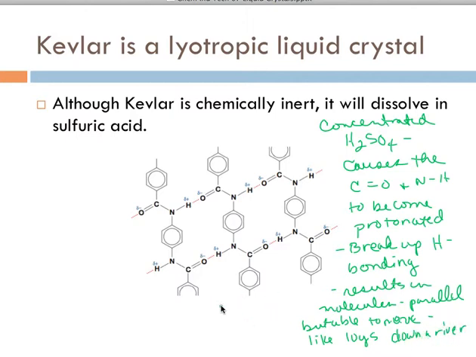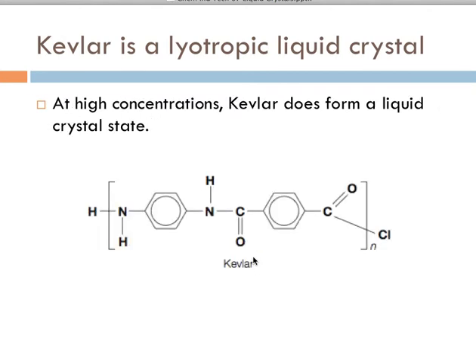Okay, and the fact that this Kevlar has these benzene groups, rod-like structures, has a polar end and an alkyl group end, gives us the features of the lyotropic molecule. So, at high concentrations, Kevlar does form a liquid crystal state. It doesn't have a real long alkyl group, but I guess these benzene rings give it enough of a structure.